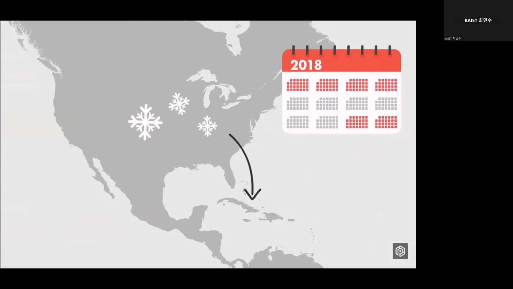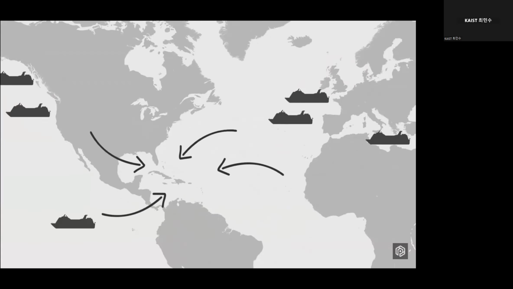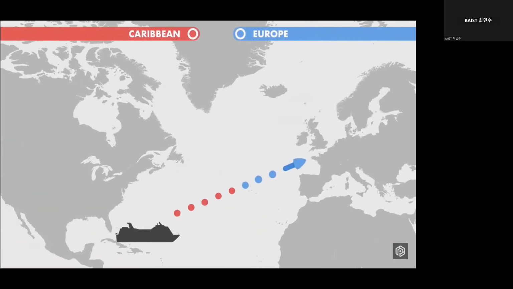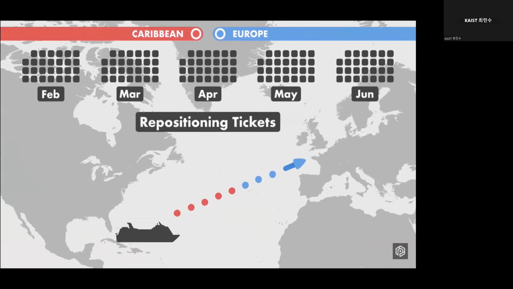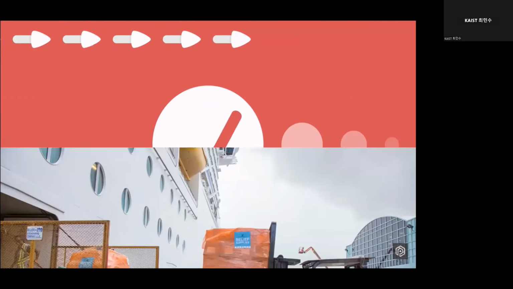November to April is when cold Americans escape to the Caribbean, but keeping that many ships there all year round would be extremely costly. So is moving around empty ships from one region to another. So they don't. When Caribbean ships switch to Europe in April, they sell repositioning tickets, a one-way 2-week cruise from Florida to, say, Amsterdam. This way the ship is always making money, and when one cruise ends, the next begins.